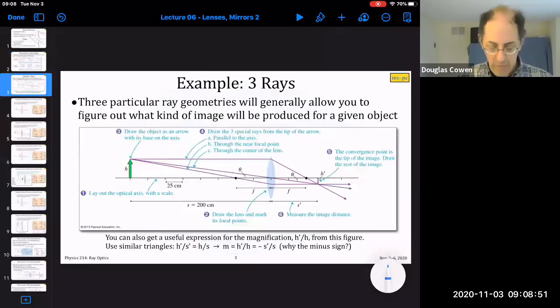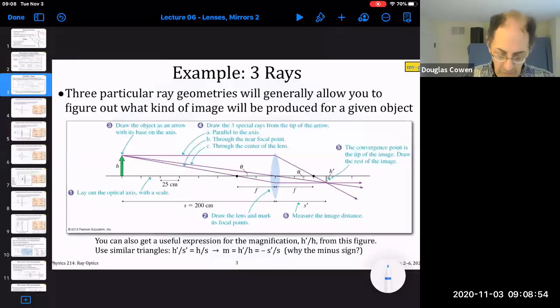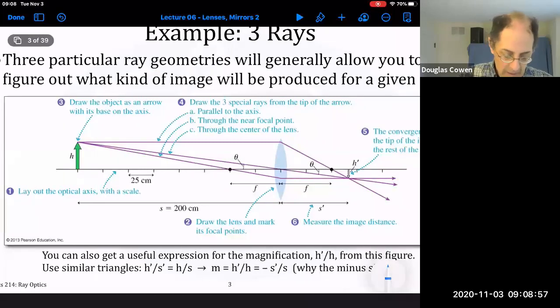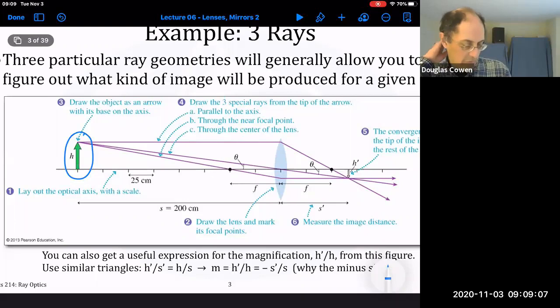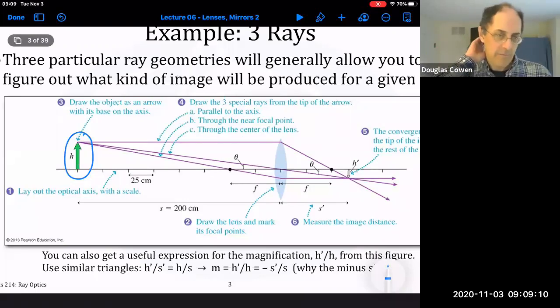Let me show you how that works for this example. We normally indicate an object by using an arrow or some sort of familiar object. The reason we choose something like an arrow is that it has an orientation. So, you know, it's pointing up or pointing down. Usually the object is chosen to be an arrow pointing up. That way we can tell whether an image will be upright or inverted, depending on whether that image arrow is pointing up like the object arrow or pointing down. And in this case, just getting a little ahead of ourselves, you can see that the image arrow is pointing down.